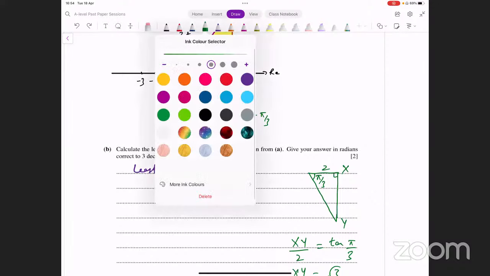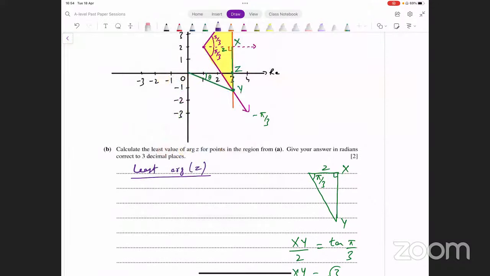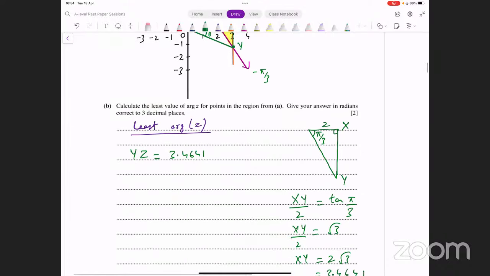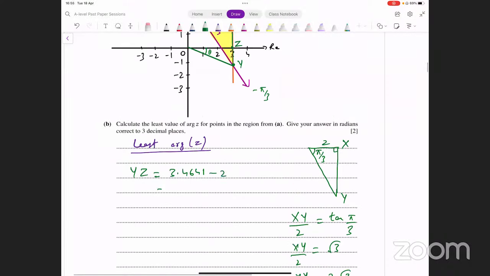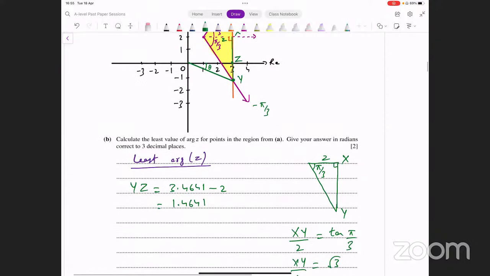So we can say the length of yz therefore is 3.4641 minus 2, and that turns out to be 1.4641. Okay, we have the length yz. Now that we have yz, we can find theta.